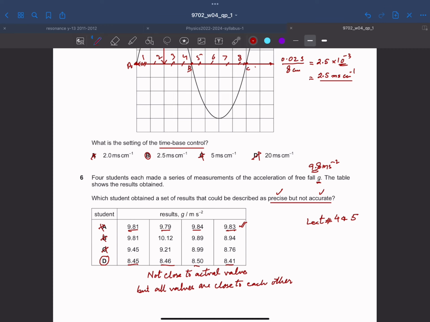So this is situation like more precise, more accurate, but what they are asking is precise but not accurate. So what we have to check is that the values given must be close to each other but not close to the actual value, which is 9.8. So our option D will be the option for this case. And of course the question number 6 we have solved in this way. The knowledge of precision and accuracy is required.